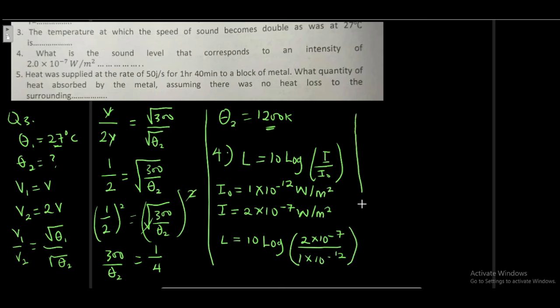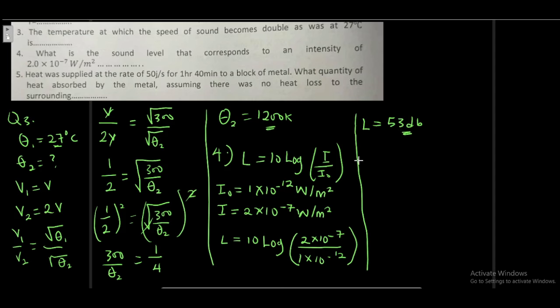And that will give us the intensity level. If we simplify this, we arrive at approximately 53. Alright, so we have 53 decibel as our answer.